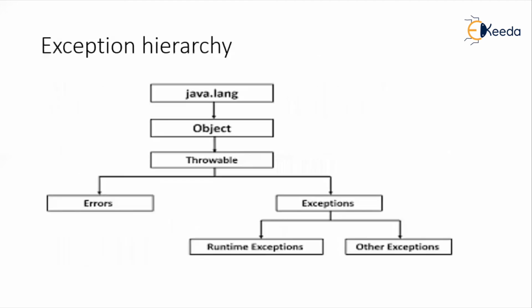Now, what is the hierarchy? As I have already mentioned, there are certain predefined classes. So the hierarchy starts from the Object class. There is another class named Throwable. Throwable class is the base class of the exception hierarchy.